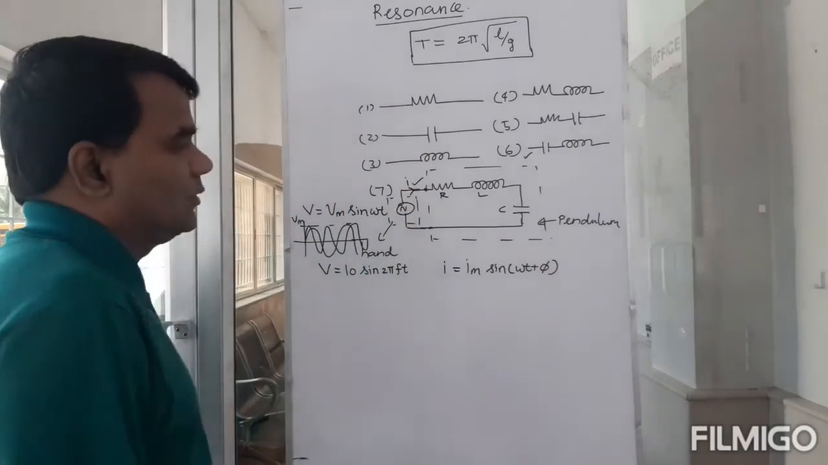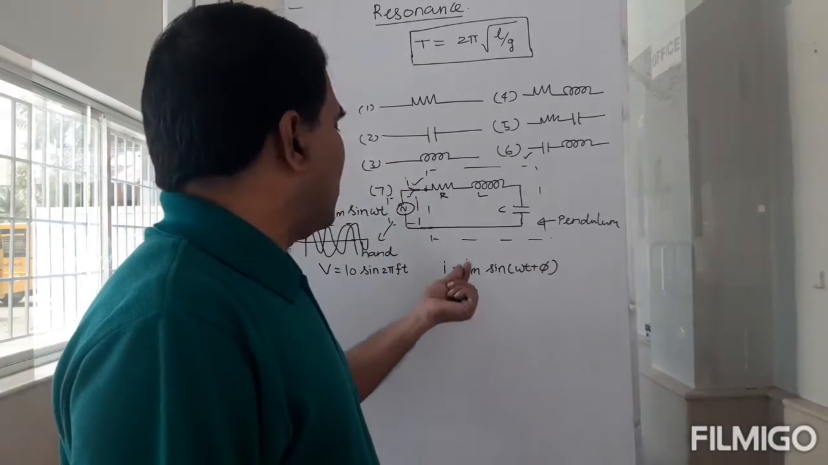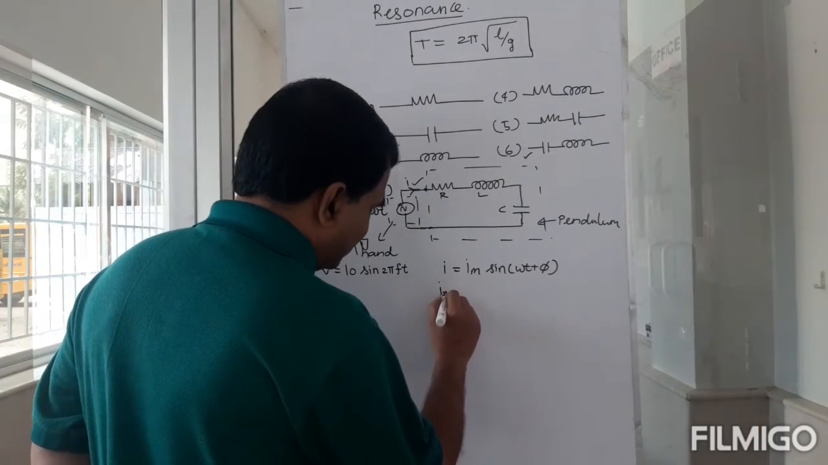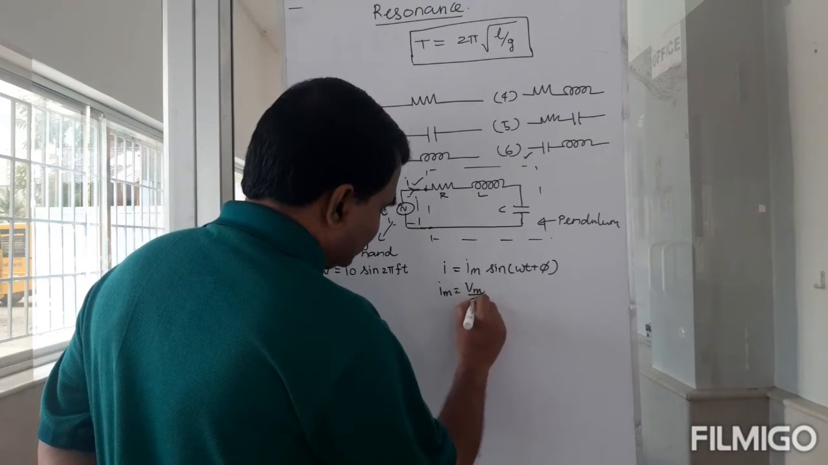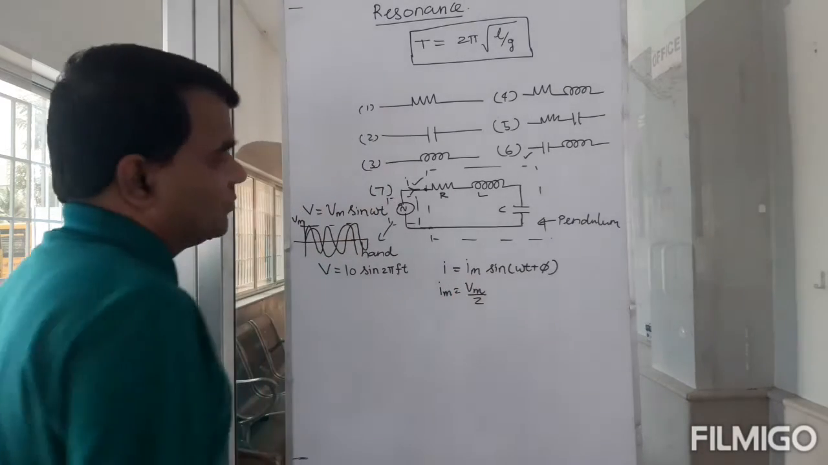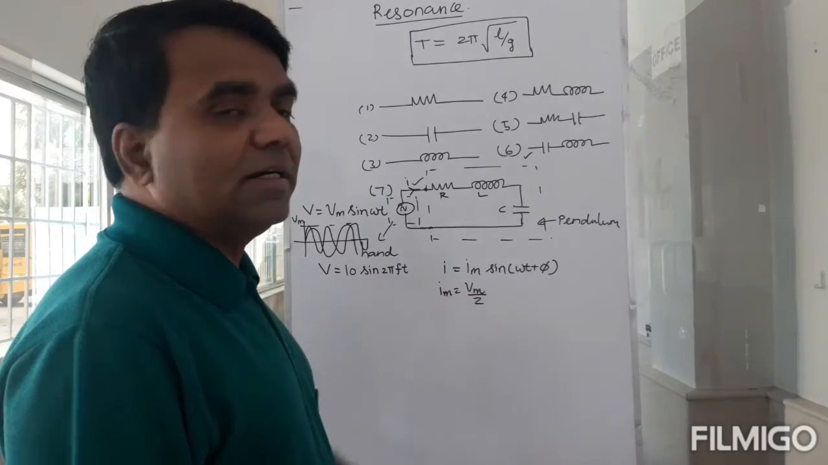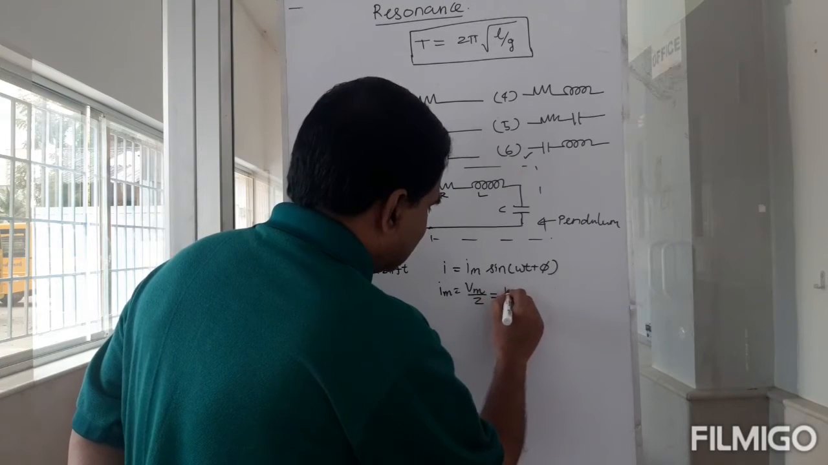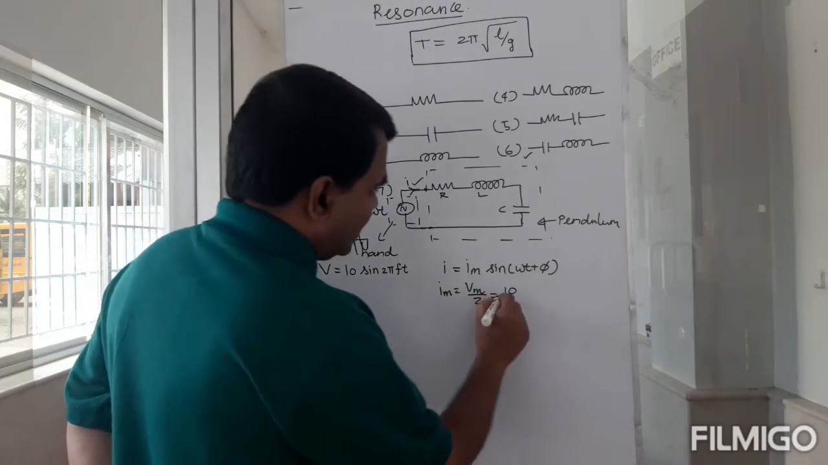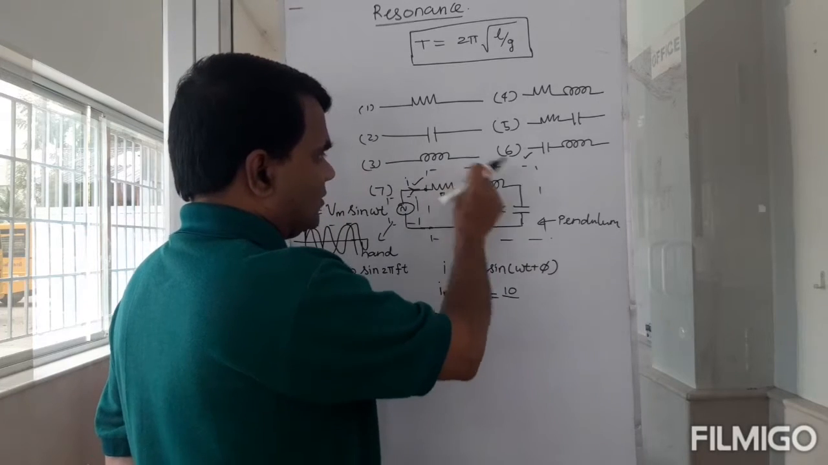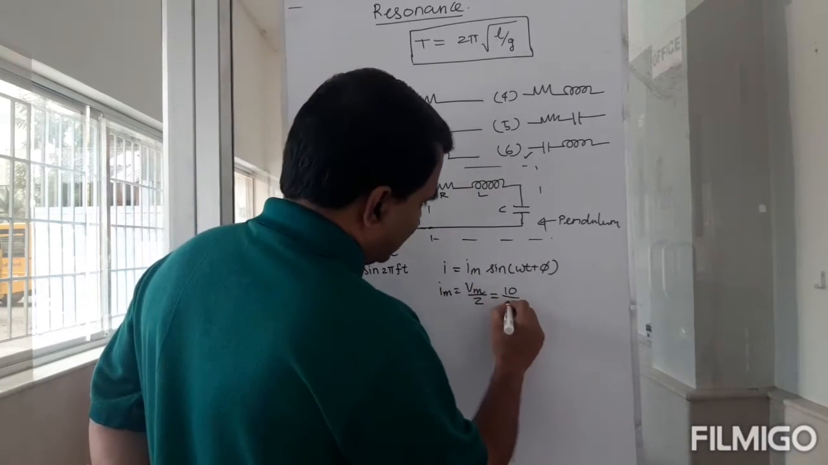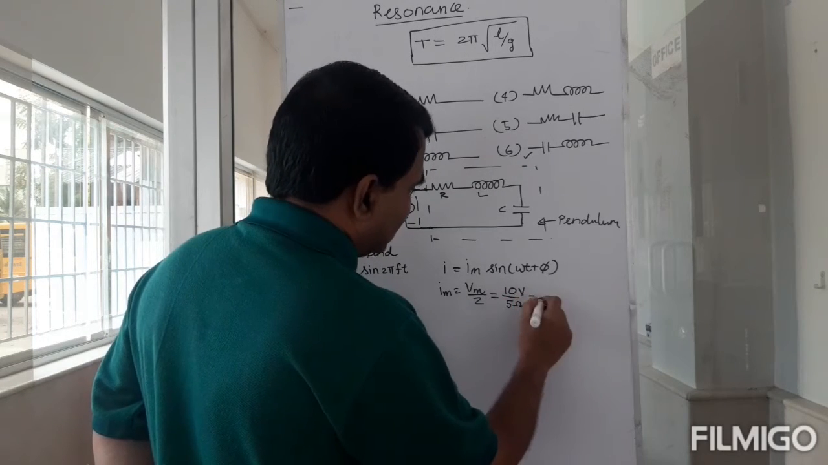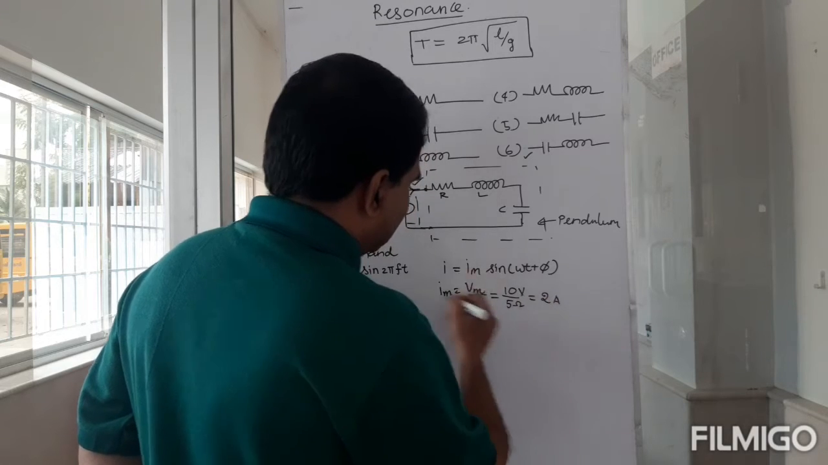Right? Im can change. Why can Im change? Im depends on Vm and Z. Im is equal to Vm by Z. Suppose Vm is 10 as it is here, and the impedance Z is say 5 ohms, then Im is equal to 10 volts over 5 ohms, which is 2 amps. So I will get something like this.